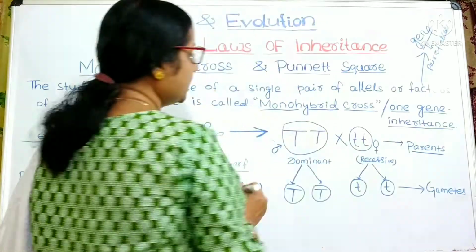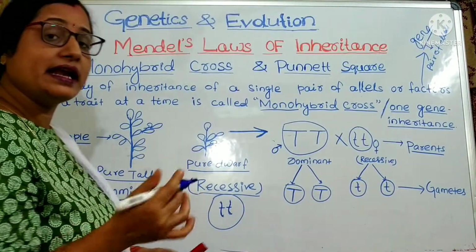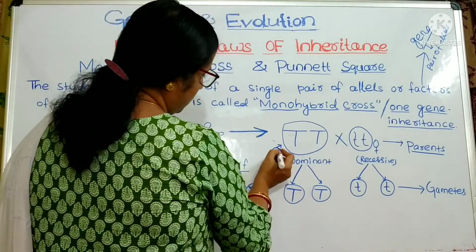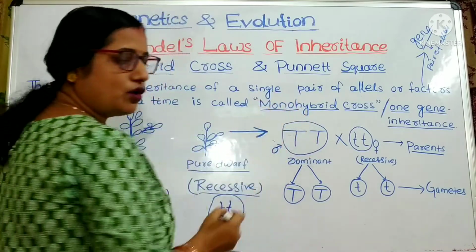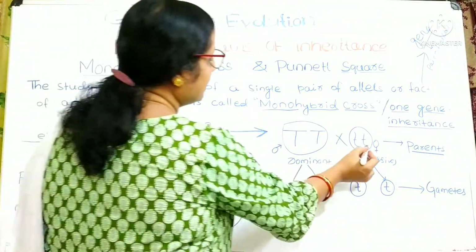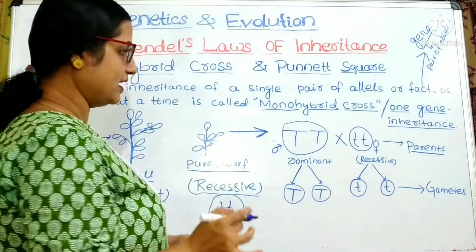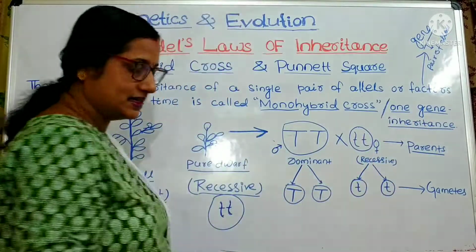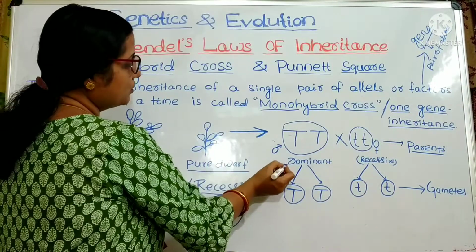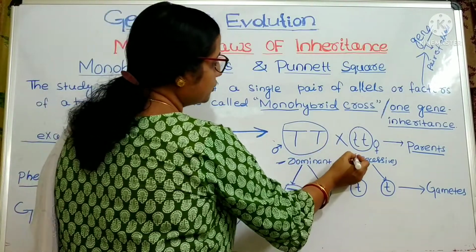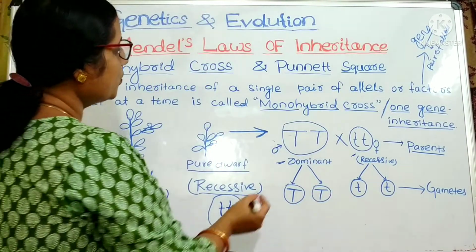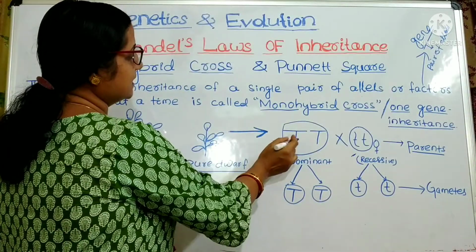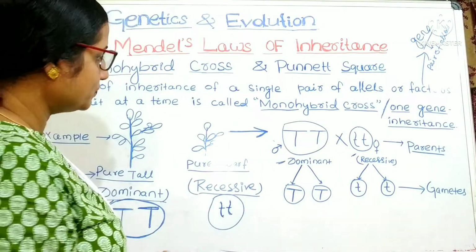When Mendel crossed them, he observed the following. Suppose the pure tall is the male plant and pure dwarf is the female plant. So tall and dwarf are two plants and these are the parents. Pure tall is dominant and pure dwarf is recessive. Pure tall contains a pair of alleles, capital T and capital T.